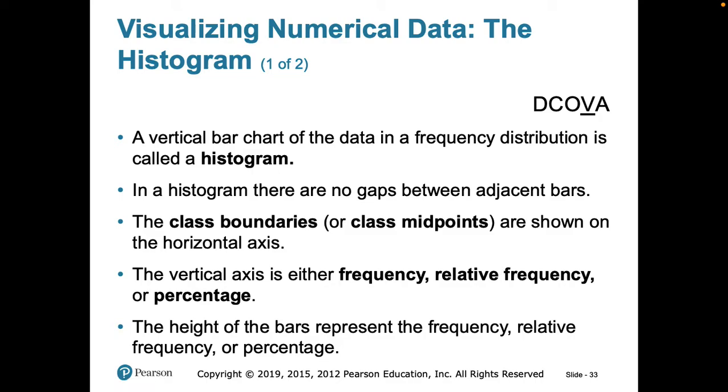One thing that you can use to visualize this numerical data is the histogram, which is kind of like a bar chart, but the difference is there are no gaps in between the bars. We call that a histogram. In this case, the class boundaries or class midpoints are shown on the horizontal axis, and the vertical axis is the frequency, relative frequency, or percentage, whichever way you're presenting it. And the height of the bar represents the frequency, relative frequency, or percentage.